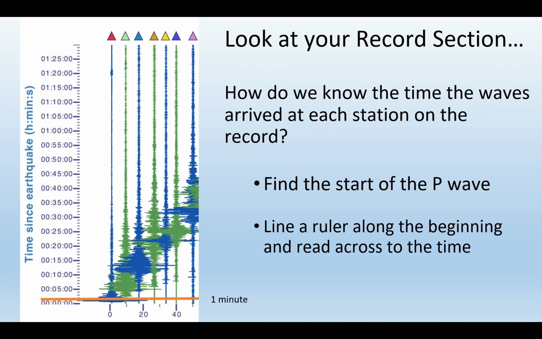And the easiest thing to do is line up a ruler along the beginning of the P wave and just read it across. So if we look at station number 1, if we line up our line and we go over, we can see that that wave arrived at the station 1 minute after the earthquake occurred. So do that for each one, and you're going to record this as the actual travel time.